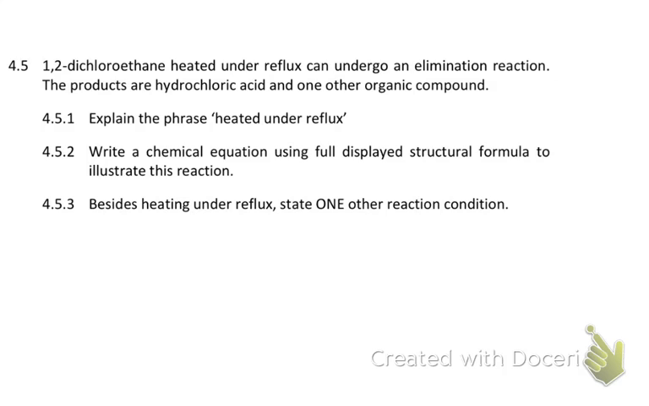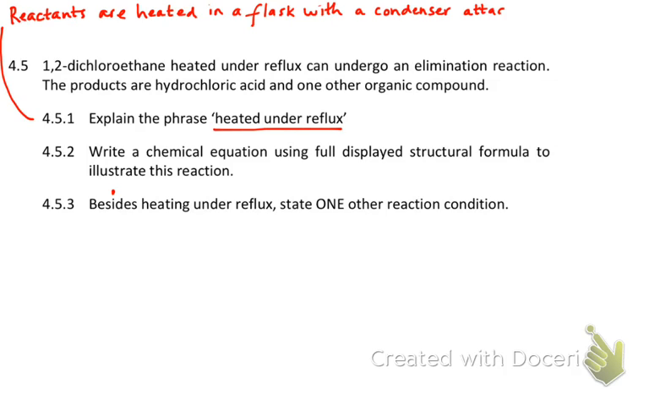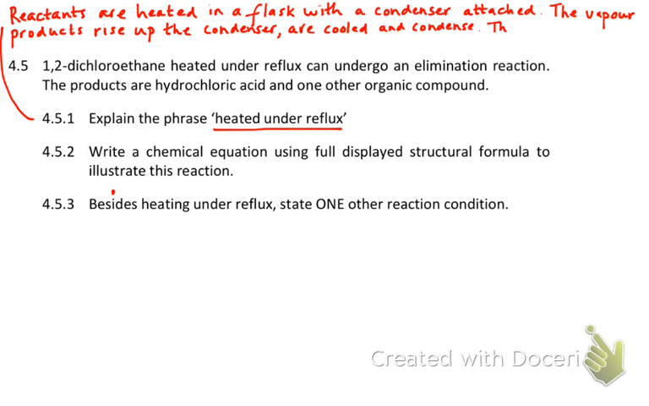Alright, 4.5, 1,2 dichloroethane is heated under reflux, undergoes elimination. And we're told that one of the products is hydrochloric acid. Firstly, explain the phrase heated under reflux. That means that the reactants are heated in a flask, and that flask is fitted with a condenser. And as the reaction proceeds, the vapor products would rise up the condenser. They're cooled by the water within the condenser and then condense, and that condensate then drips back into the reaction vessel. So that's a description of heating under reflux.